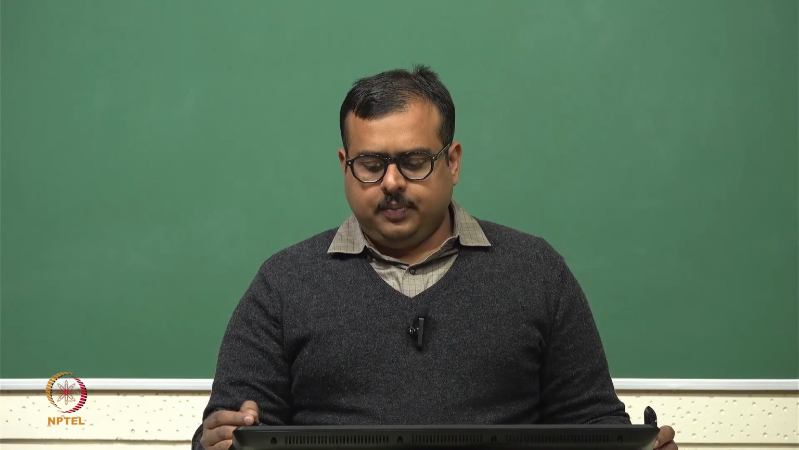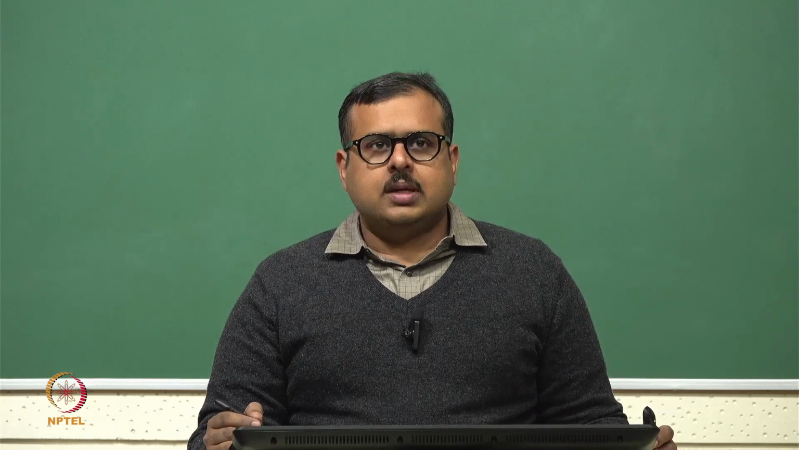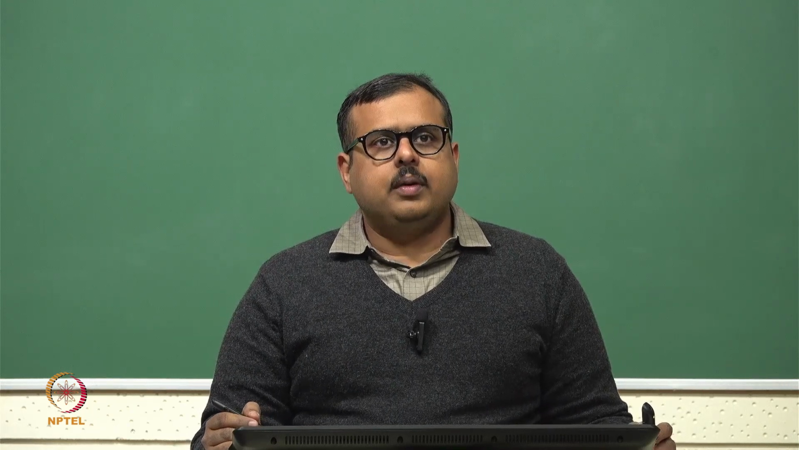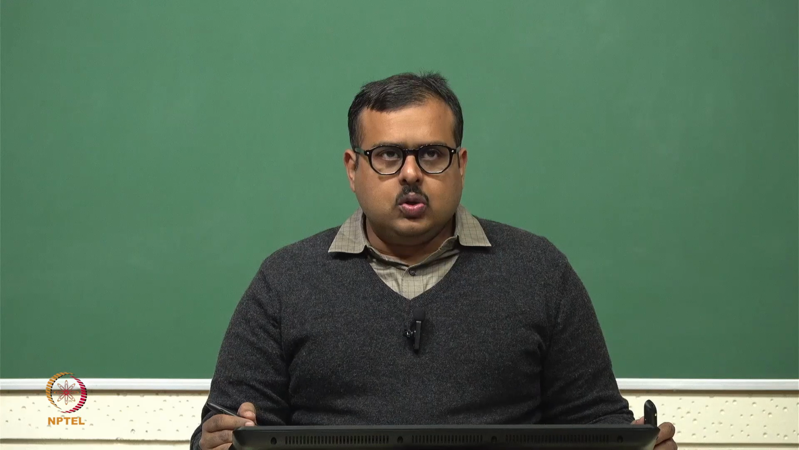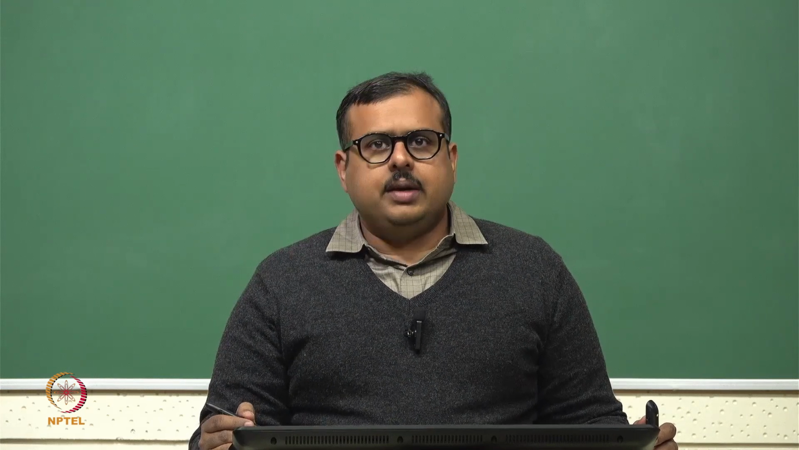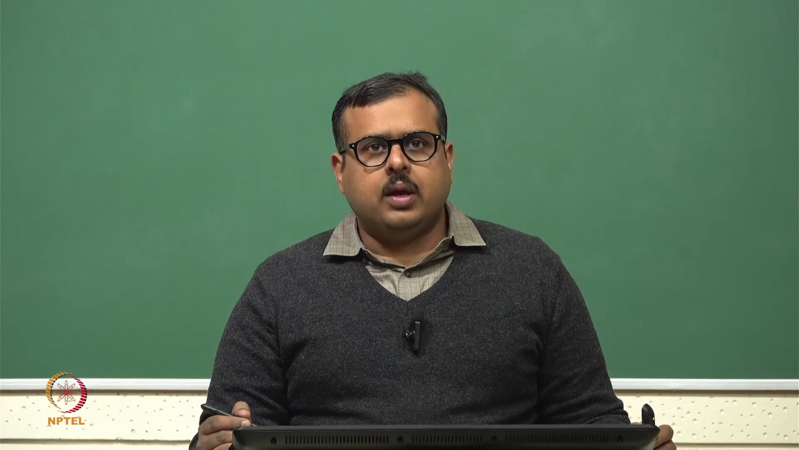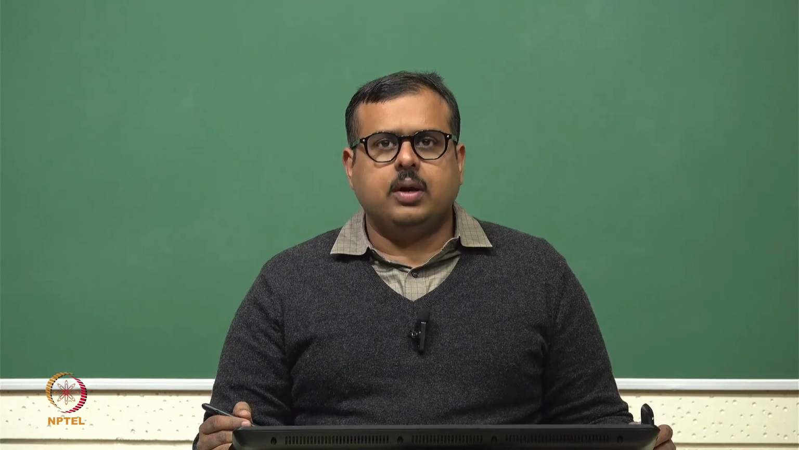Now coming to process control. Control is also very closely linked to operability, and it is essential for maintaining the desired performance in the chemical process. One cannot just say that I have designed the equipment, I have installed it, and it's no more my responsibility to get the product out of it. It should not happen on its own. But when you integrate control and operability with the design, it gives you a synergistic approach to reach the desired product in an optimal fashion.